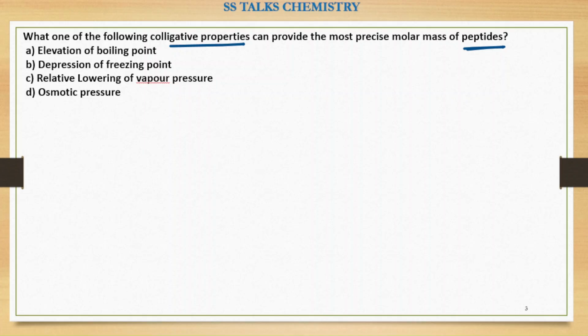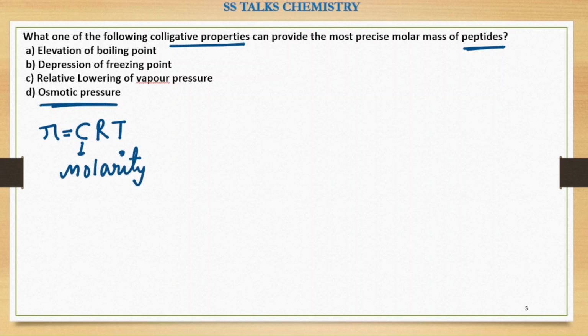Four colligative properties are there that we generally study in this chapter: the relative lowering of vapor pressure, the depression in freezing point, the elevation in boiling point, and the osmotic pressure. These four are the only ones that we study in this chapter. Now, the most accurate one is the osmotic pressure. It has the relationship pi, that is the osmotic pressure, equals CRT, where C is the concentration, taken in molarity.